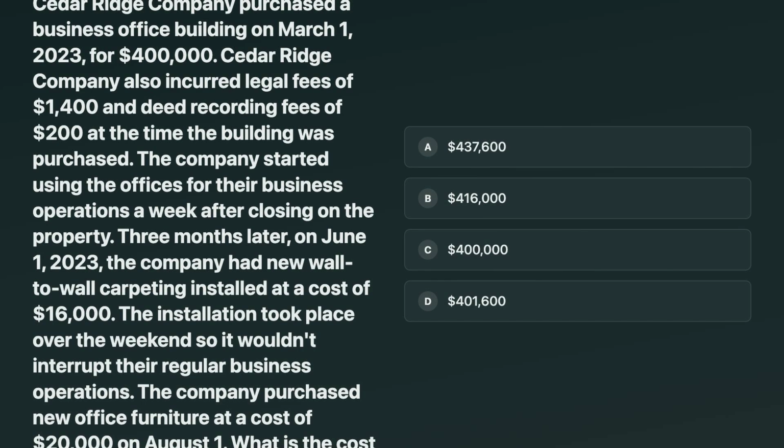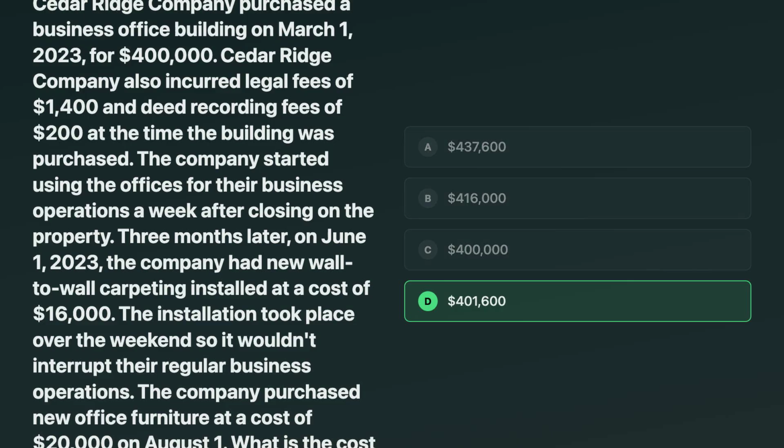Cedar Ridge buys an office building March 1st for $400,000. At purchase, they pay $1,400 legal fees and $200 deed recording fees. They start using the building a week after closing. 3 months later, they install wall-to-wall carpeting for $16,000 and later buy office furniture for $20,000. What is the cost basis of the building? Think about it.